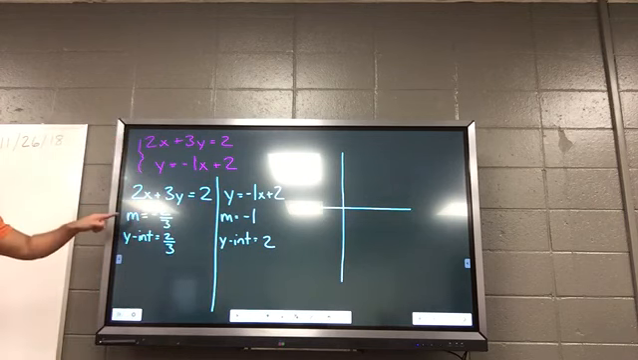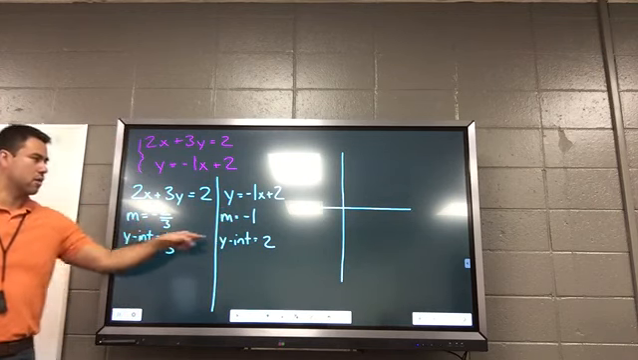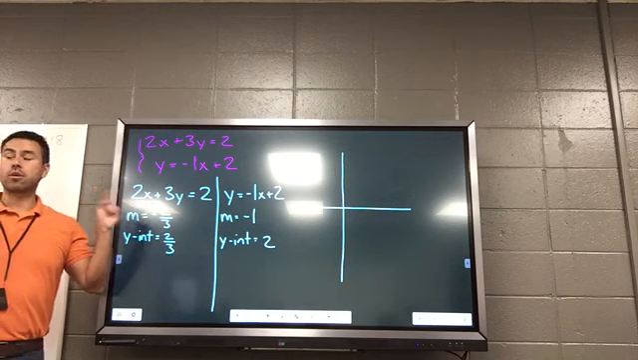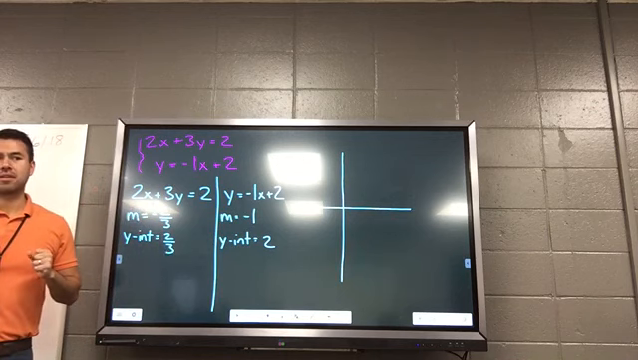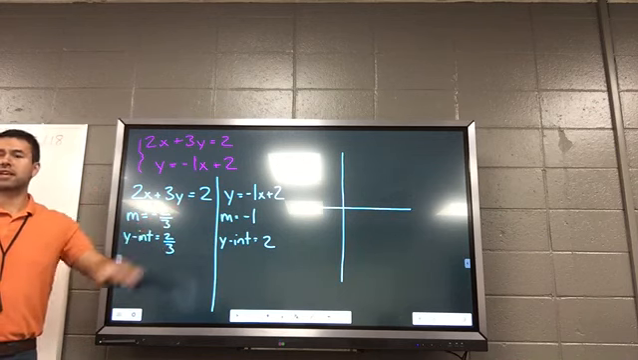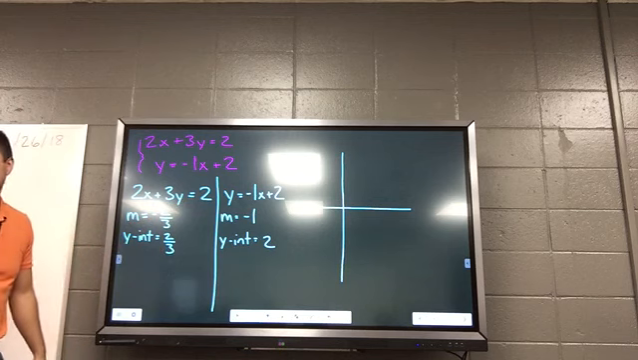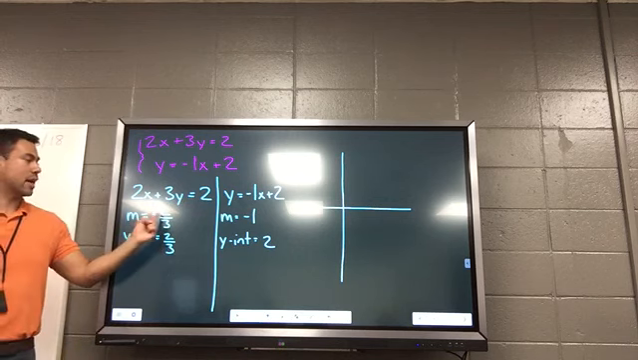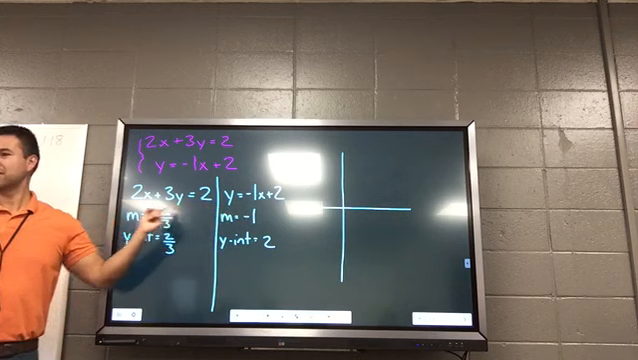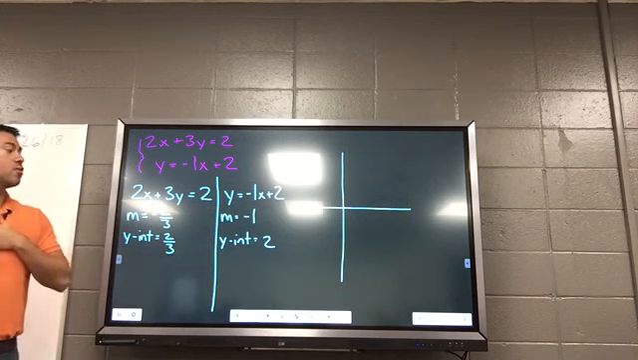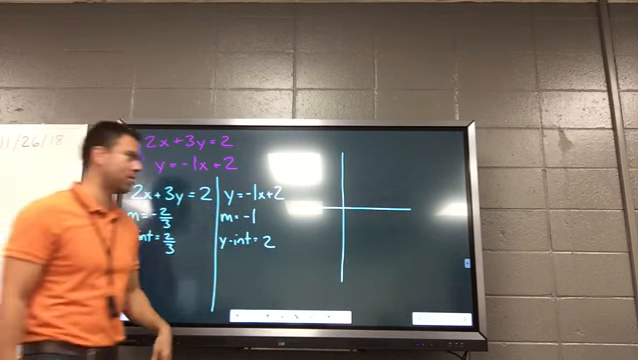Let me ask you this. If you got these parts on your graph, are they going to intersect? Look at your slopes. Are they going to intersect? They have to, because they're not the same slope. So they have to intersect. I don't know where they intersect. That's the whole point of the problem.